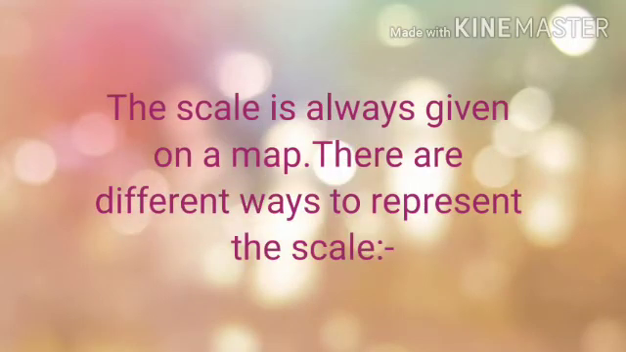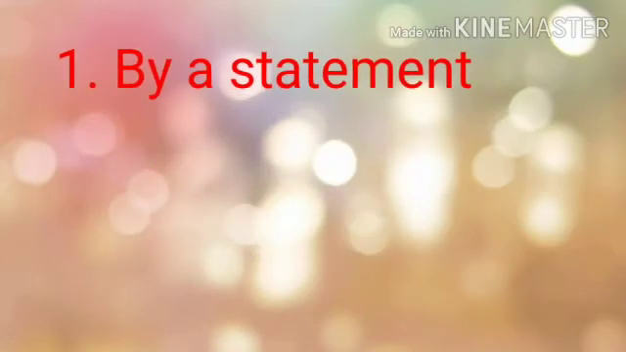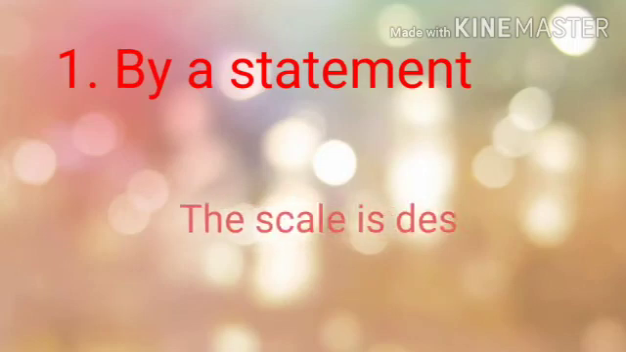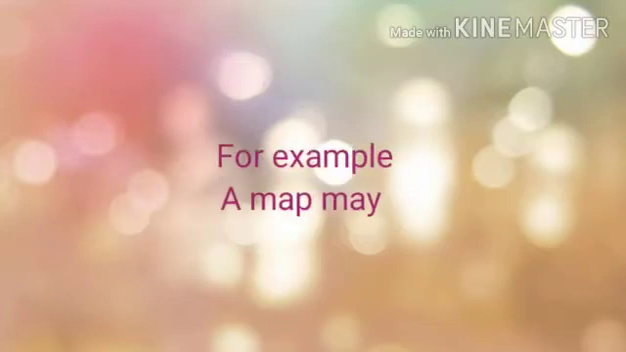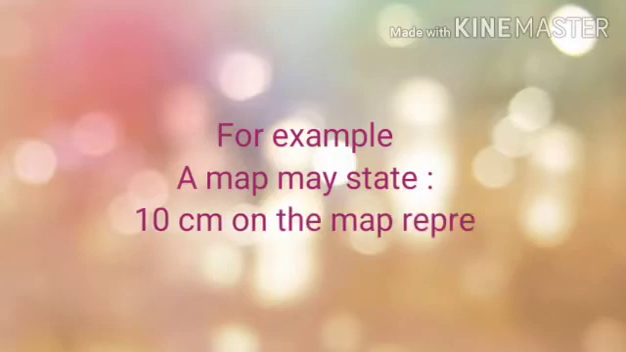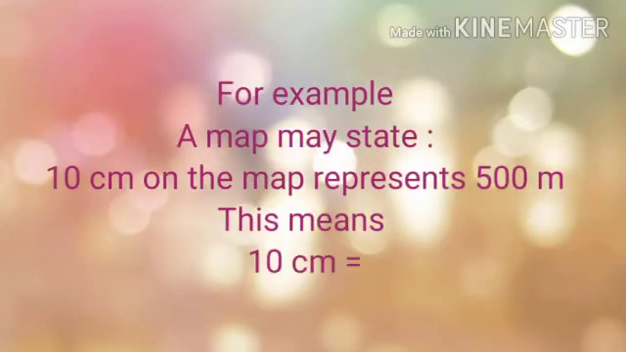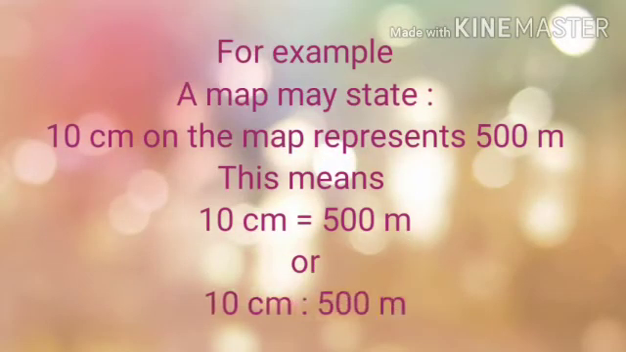There are different ways to represent the scale. Let's see them. First is by a statement. The scale is described in words. For example, a map may state 10 centimeter on the map represents 500 meter, or 10 centimeter is to 500 meter, or 10 centimeter equals 500 meter.